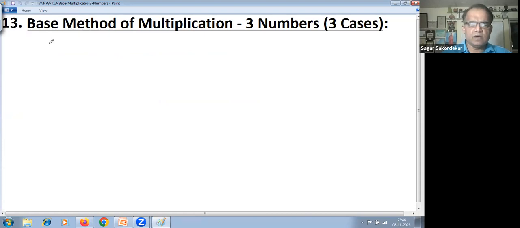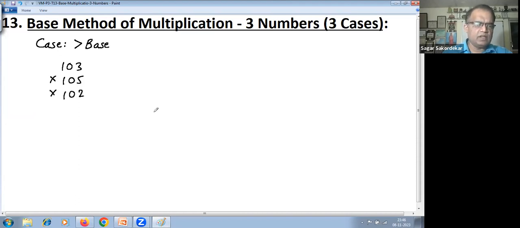So case 1 here will be all three numbers greater than base. For example, you can consider 103 multiplied by 105 multiplied by 102. Now if you just see this, all three numbers are near to 100 and above 100, above base.